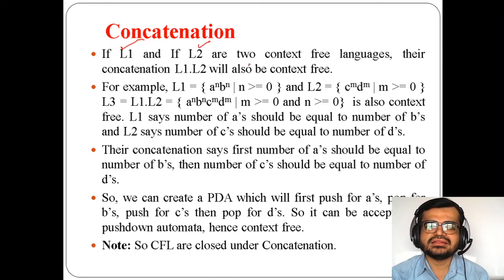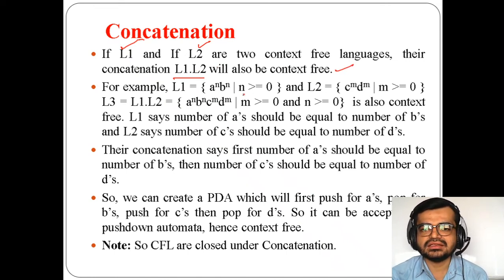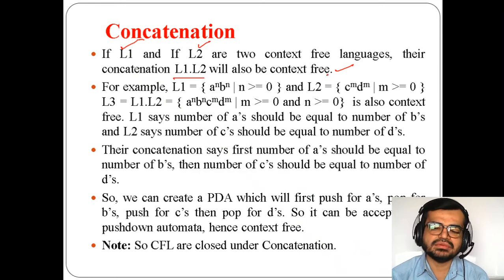And what we want is that L1 concatenation L2, you can have dot operator, you can say and operator, should also be context free. So same example, but there is a little bit difference. Let us take an example L1 where I have equal number of A's and equal number of B's, and L2 I have equal number of C's and equal number of D's, where M and N can be same or different, that is a different case.